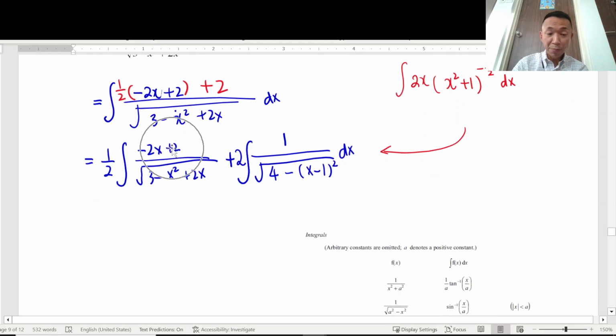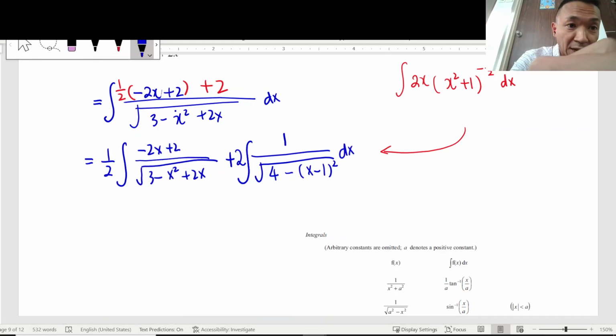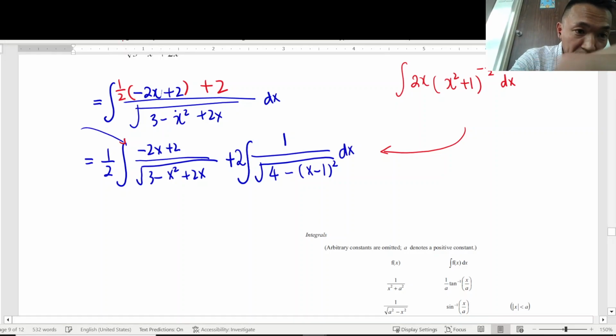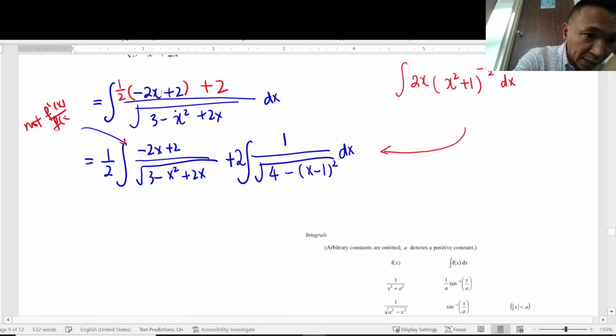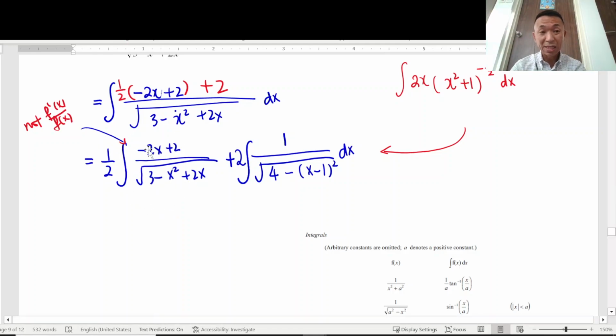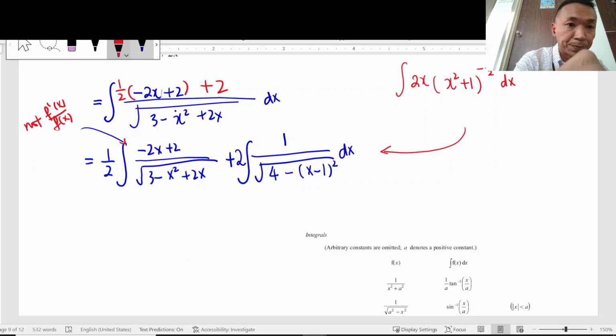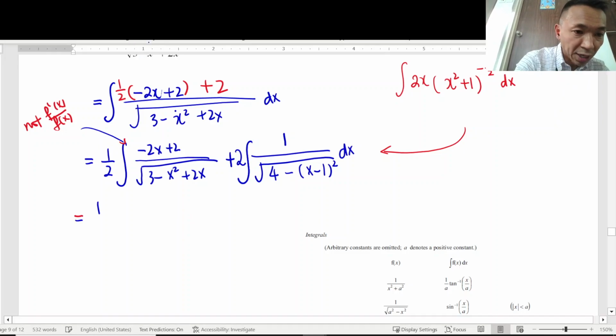This is a f prime x fx to the power of minus half. This is not f prime x over fx. I want to emphasize. Maybe you want to write it down. This is not f prime x over fx. This is f prime x fx to the power minus half. So this is actually half.